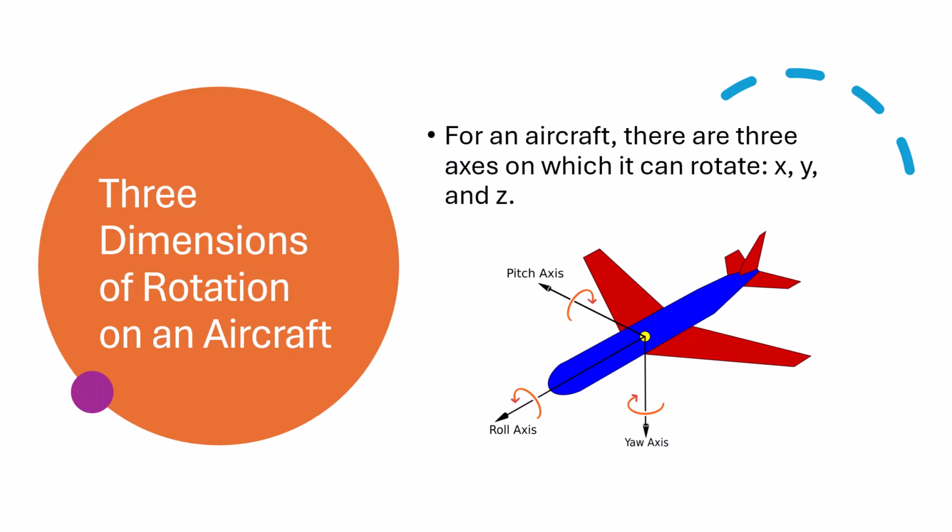So for an aircraft, there are three axes on which it can rotate, the X, Y, and Z, or more commonly denoted the roll axis, the pitch axis, and the yaw axis. All bodies in a 3D frame, unless having their movement fixed, are able to rotate in three dimensions. This does not just apply to airplanes, but for planes specifically, we denote it as pitch, roll, and yaw axes.